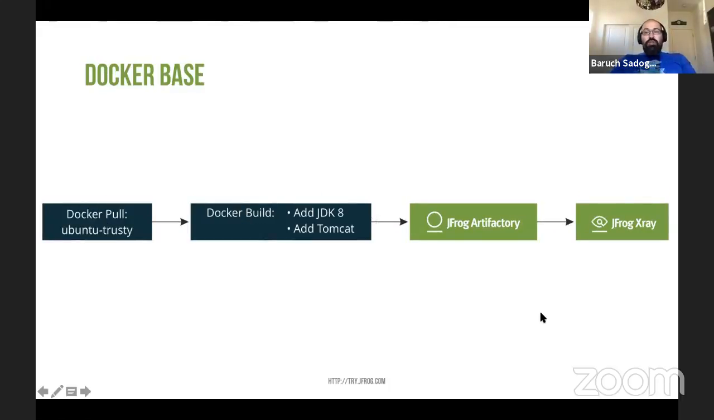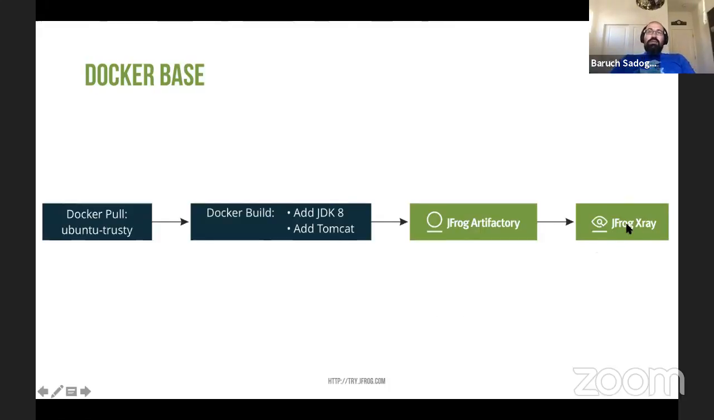The Docker base image is the base image that we are going to use for our production. What we're going to do is take a base image of Ubuntu Trusty and then add our system dependencies from Artifactory. Our system dependencies are JDK8 and Tomcat. We're going to put it on our Docker base image. And then again, we deploy to Artifactory and scan by JFrog Xray.